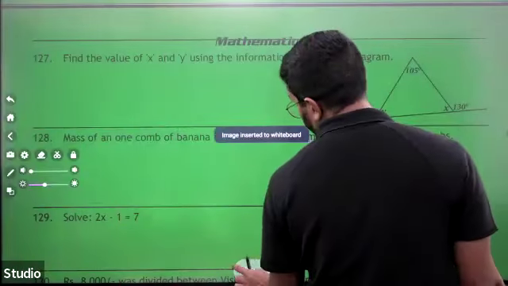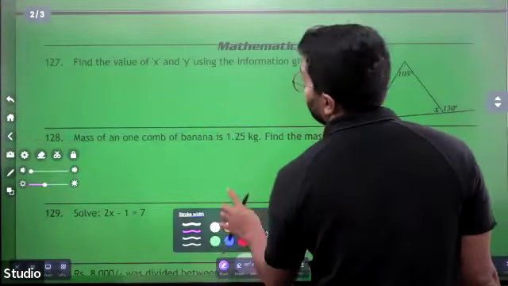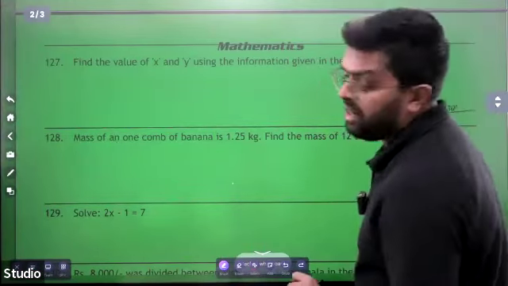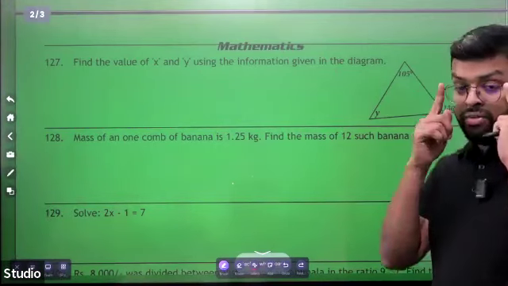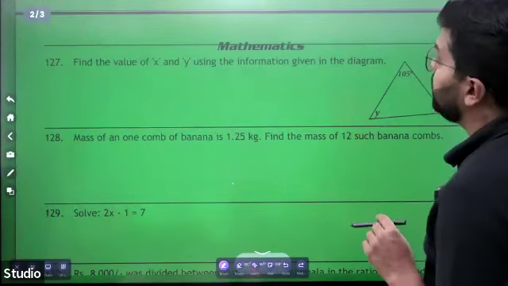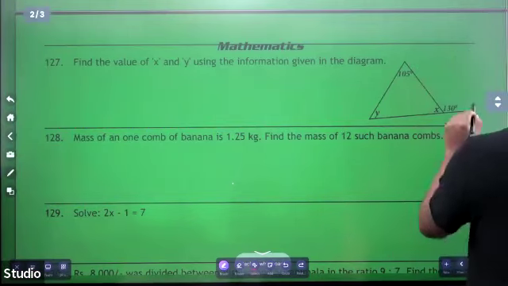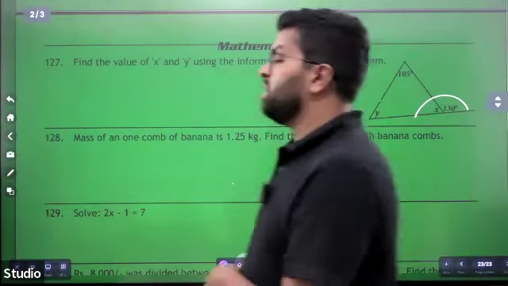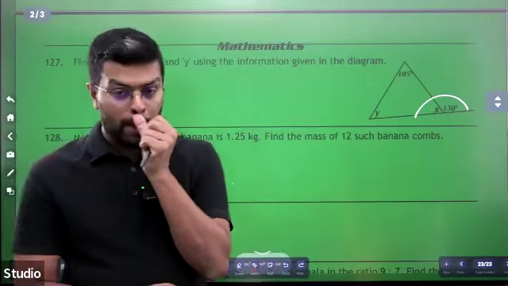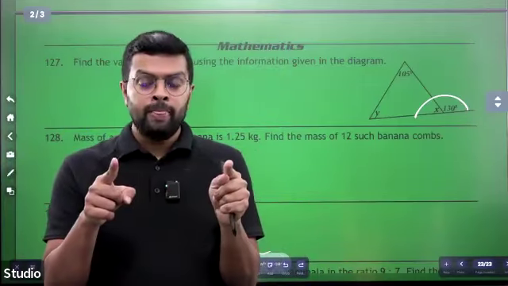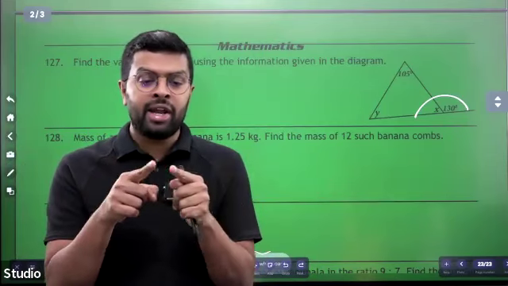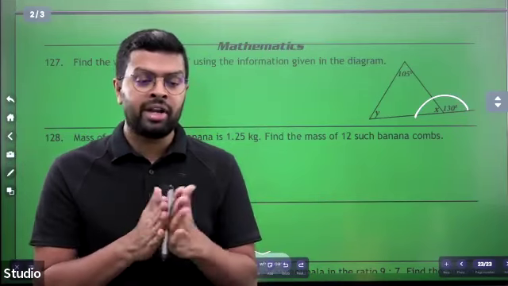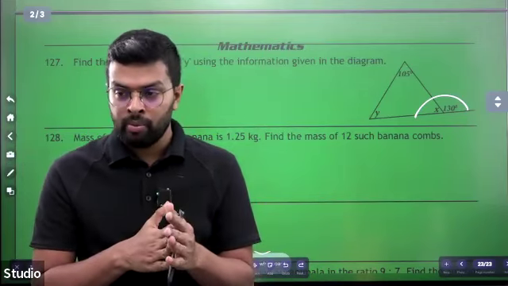Right, kids, moving on. Question number 127. Find the value of x and y using the information given in the figure. Right. I think the first thing we can do is find the value of x. Sum of all the angles on a straight line segment is equal to what?